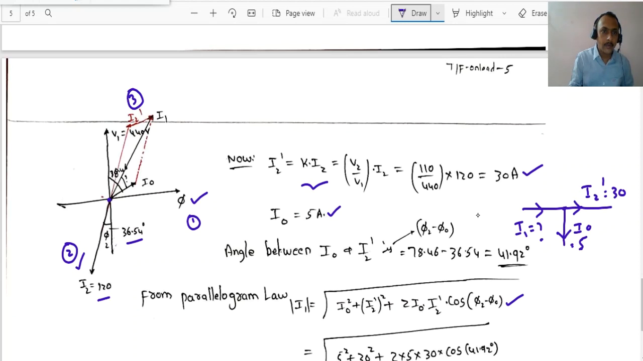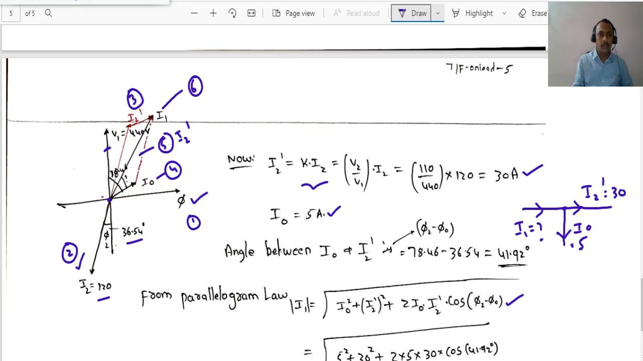Now we will indicate some I0 at an angle with respect to V1. In the fourth step we will draw I0. In the fifth step we will draw a dotted line exactly parallel to I2 dash. Now join this I0 and this fifth point, which is I2 dash. You simply join I0 and I2 dash, and at the last step, the sixth step, you will get I1.